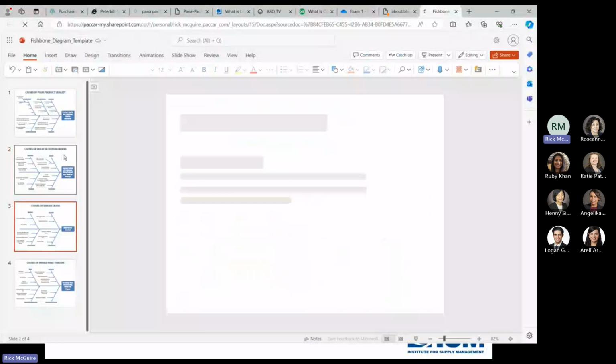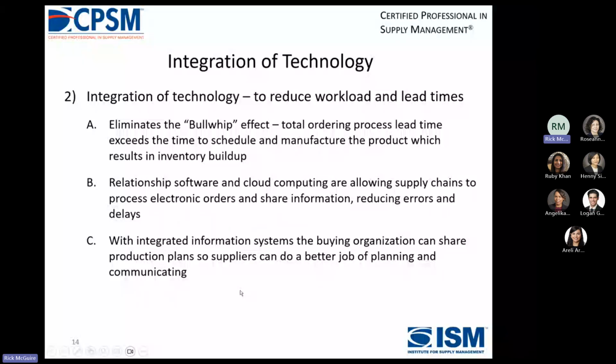Integration of technology. So technology can eliminate the bullwhip effect if you're ordering by 3x5 cards, how we used to do it. Relationship software and cloud computing also help supply chains and integrated information systems. That buying organization can share production plans with suppliers and do a better job of helping them plan inventory.